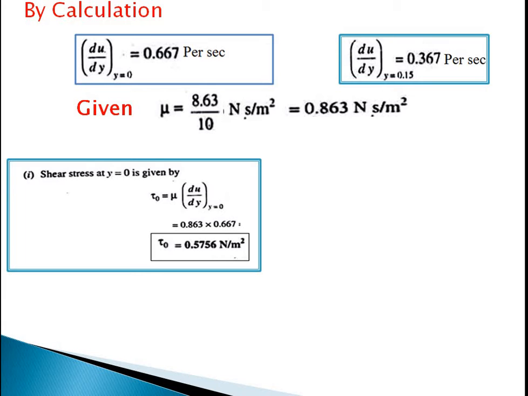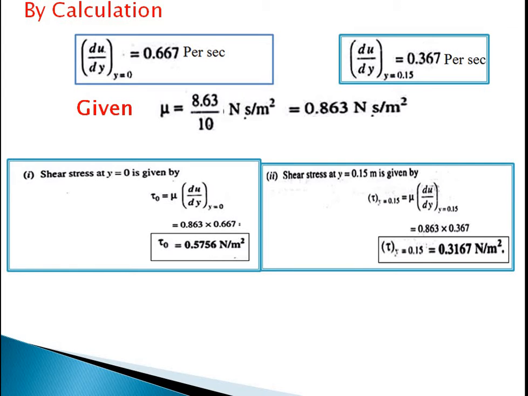So tau is equals to mu into du by dy. So it's 0.863 into 0.667. So tau can be given as tau is equals to 0.5756 Newton per meter square.